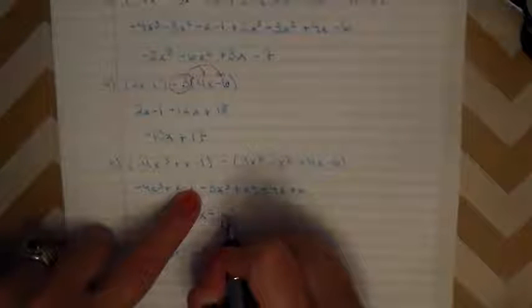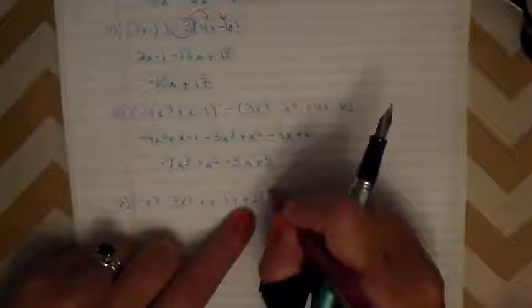Negative 4 and negative 3 is negative 7. I only have 1 squared, so I just rewrite it. I have positive 1 and negative 4, that gives me negative 3. And then negative 1 and positive 6 give me 5. And last one of these, I'm going to multiply in. This is a positive 2.